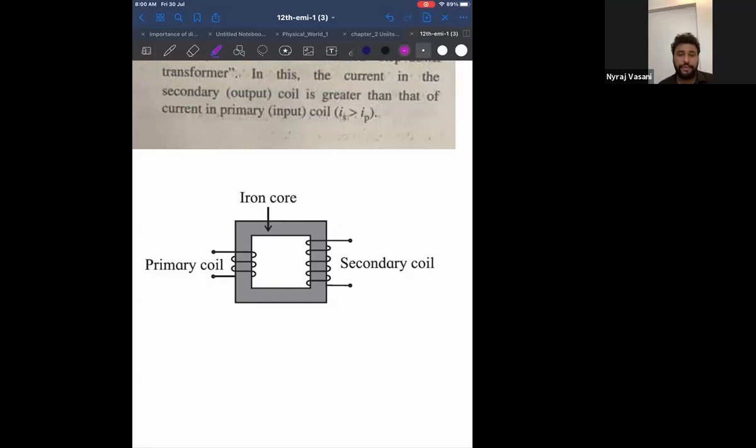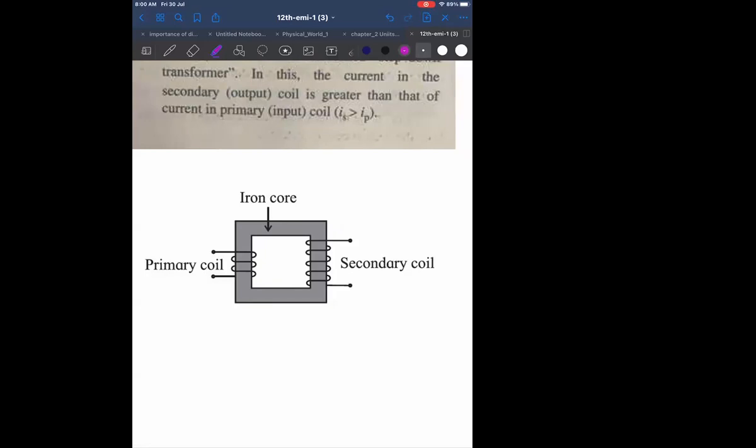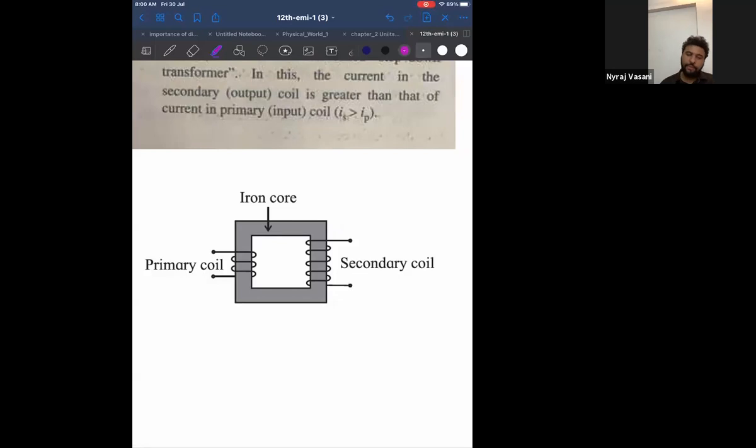The number of turns, you're saying. Why? That can be anyway. This is a step-up transformer actually. In a step-up transformer, the number of turns in the secondary is more. You can make the number of turns more in the primary also, but it cannot be equal.